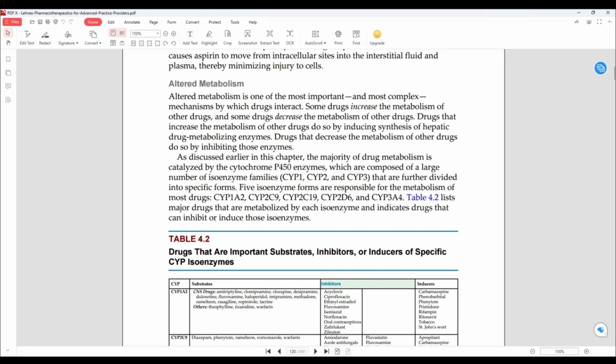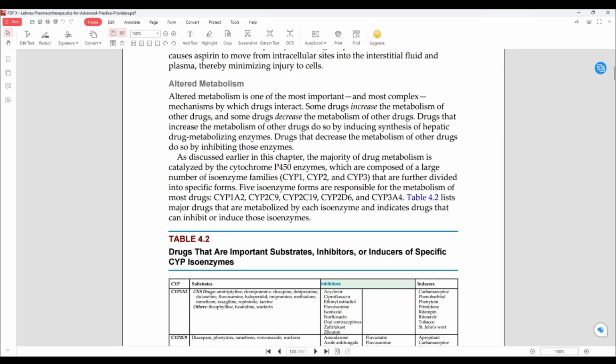The altered metabolism. Altered metabolism is one of the most important and most complex mechanisms by which drugs interact. Some drugs increase the metabolism of other drugs, and some drugs decrease the metabolism of other drugs. Drugs that cause an increase in the metabolism of other drugs do so by inducing the synthesis of hepatic drug metabolizing enzymes. Drugs that decrease the metabolism of other drugs do so by inhibiting those enzymes.